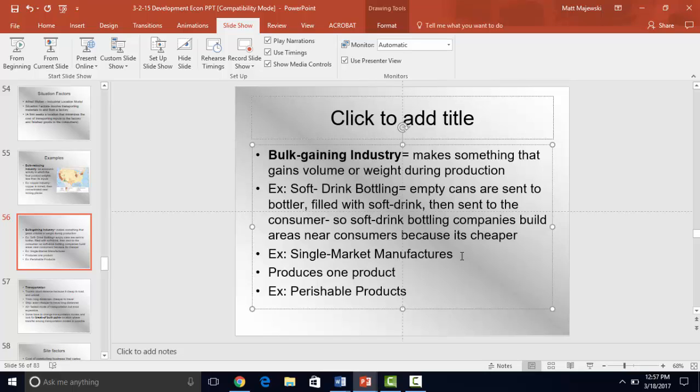auto manufacturers, because you have a bunch of small parts that are being shipped individually to the factory. They're being assembled at the factory, so the car weighs more when it's all put together than the individual parts that were used to build it, that were sent there on their own.